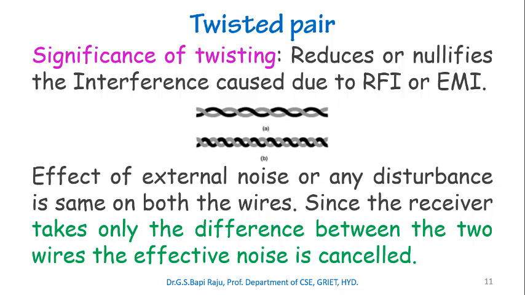Now, what is the significance of twisting? By twisting, you can reduce or nullify the interference caused by RFI or EMI, radio frequency interference or electromagnetic interference. You can see in this diagram that in case A, you have fewer twists, and in case B, you have more twists. The effect of noise or any disturbance is the same on both wires. Since the receiver takes only the difference between the two wires, the effect of noise is cancelled.